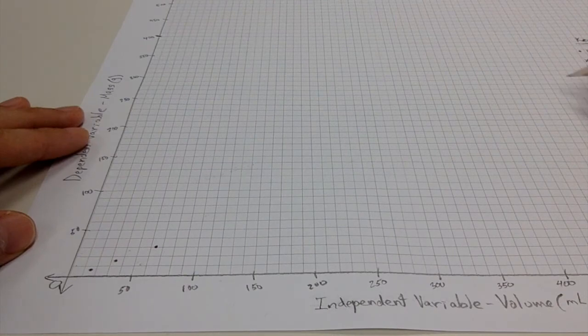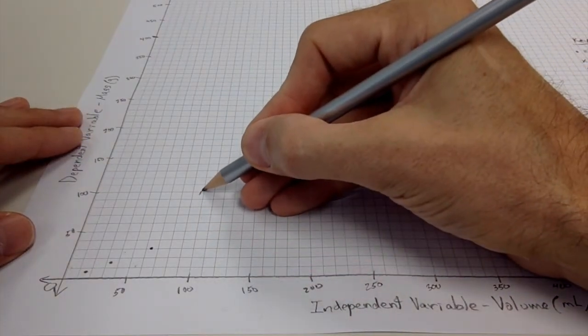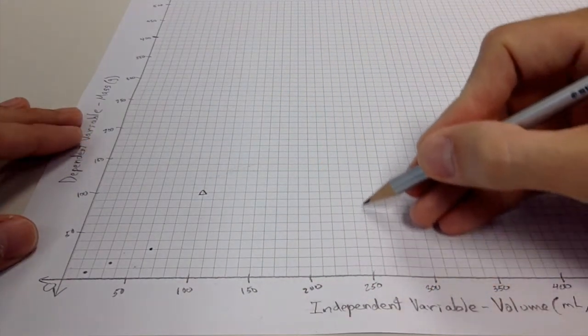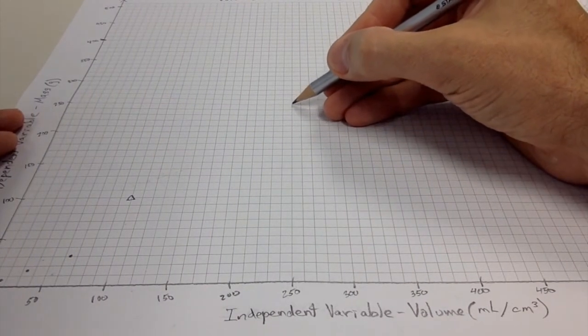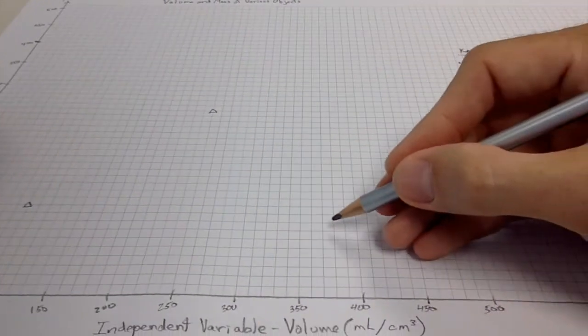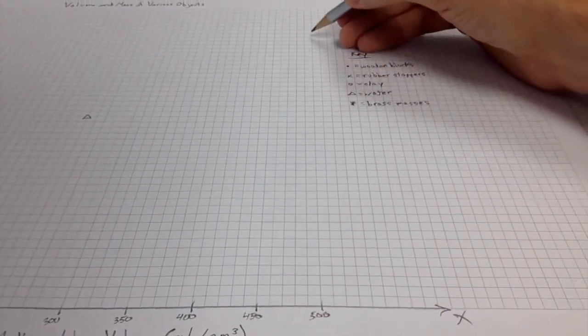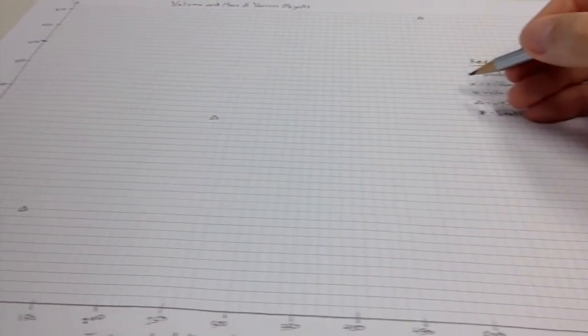For my next objects, I'm going to use water, and I'm going to start with 100 milliliters of water, which has a mass of 100 grams. So I put the triangle right there. Now I look on the x-axis for 250 milliliters because that's my next volume of water. It has a mass of 250 grams. That's why I'm going up to the 250 gram mark. And finally, 500 milliliters of water over on the x, all the way up to 500 grams of mass on the y-axis, and put my triangle mark there.